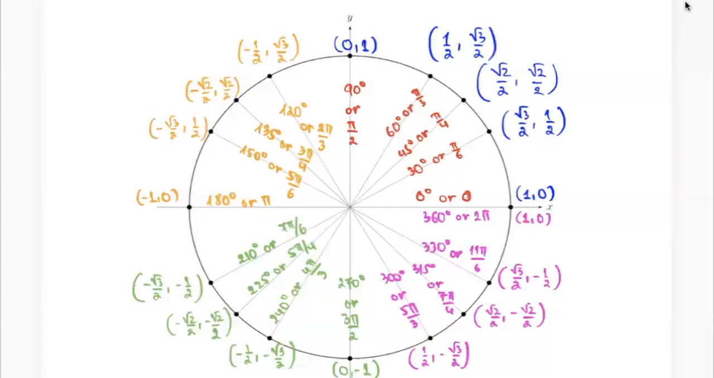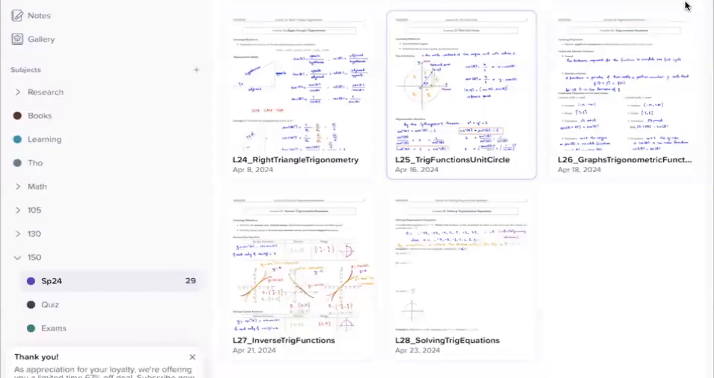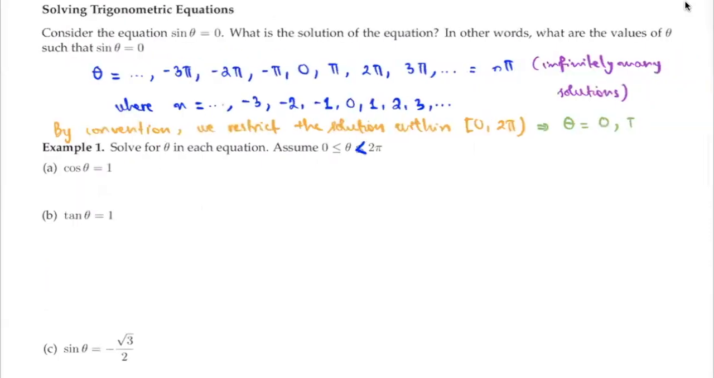So technically there are two solutions, but we restrict the domain of the solution to between 0 and 2 pi, but do not include 2 pi. So therefore the solution is theta equal to 0, right? So 0 degrees or 0 radians. Okay, so I hope that helped you capture the idea of how to solve trigonometric equations.